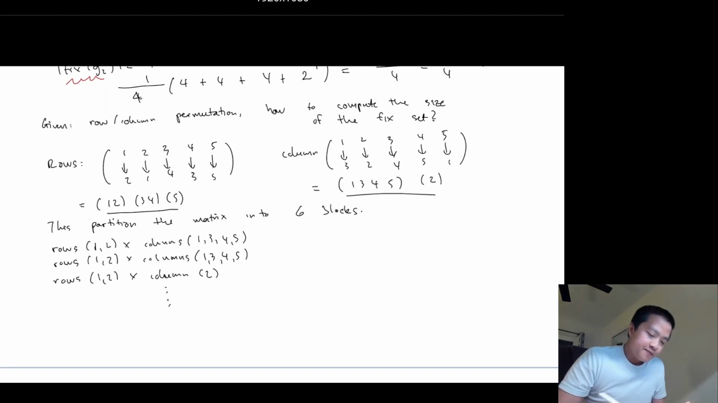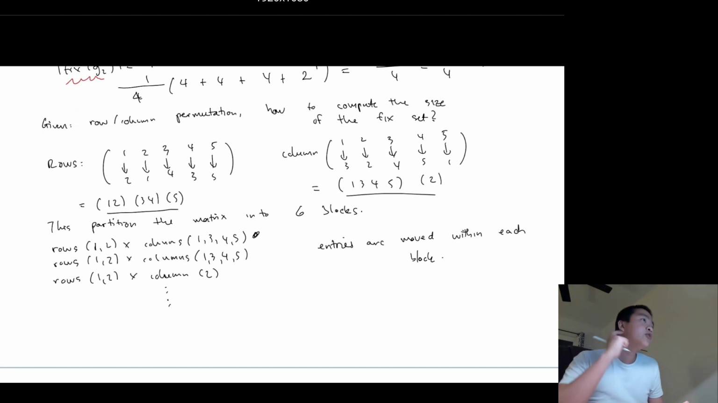So entries are moved within each block. If an entry is in this block, it will be moved to another entry within that block. It's probably not too hard to see why.